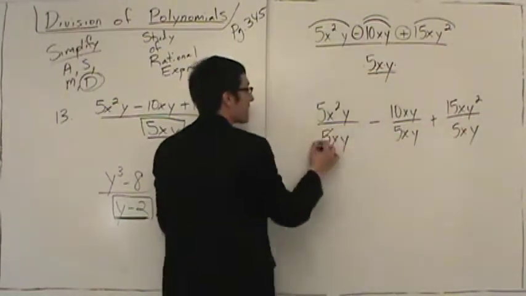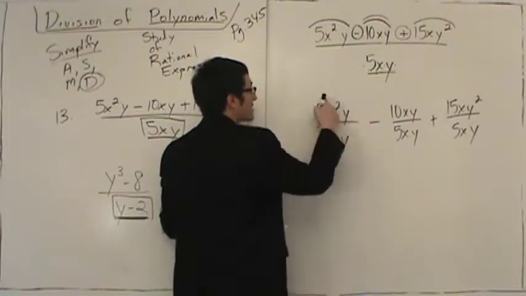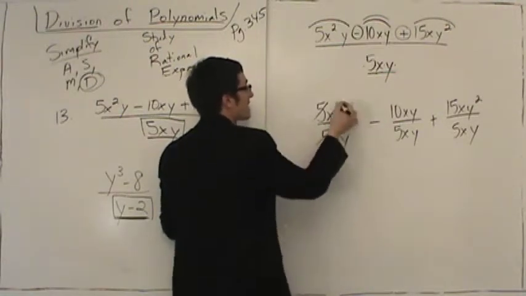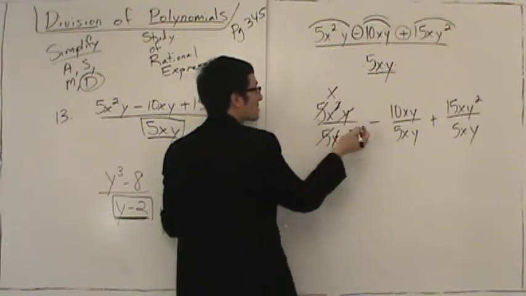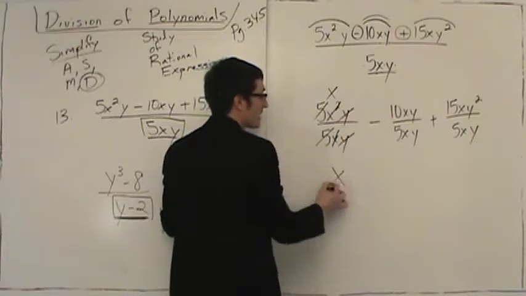the addition. Now do the 5's cancel? Yes. 5 cancels with 5, leaving 1 and 1. X cancels with x squared, leaving an x. Y cancels with y, leaving a 1 and a 1, and our final answer is x.